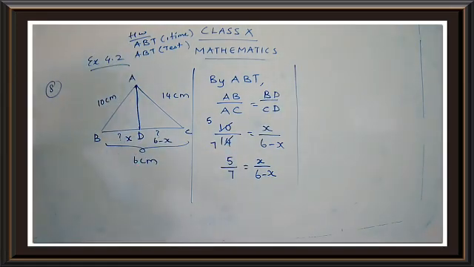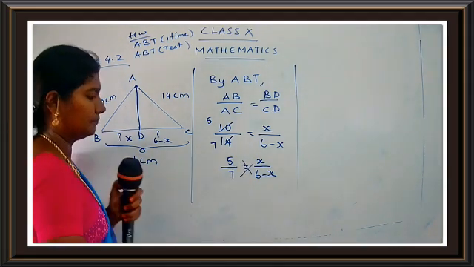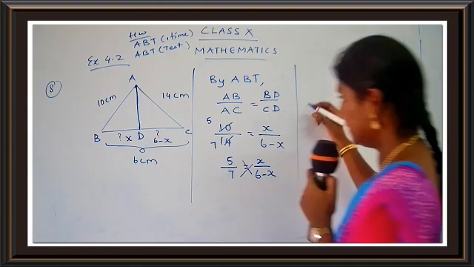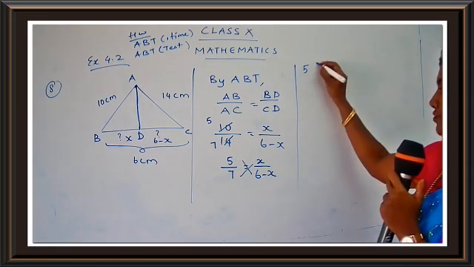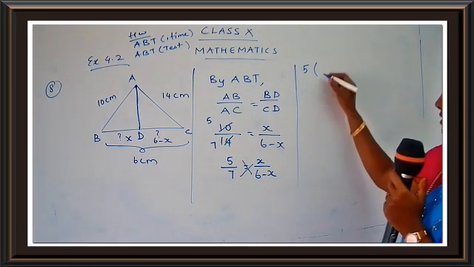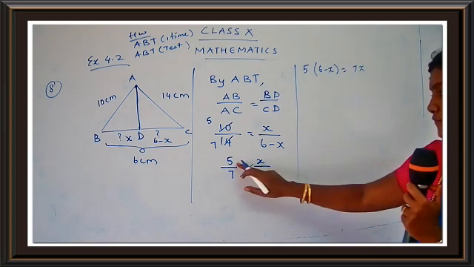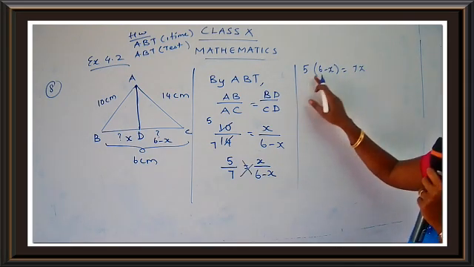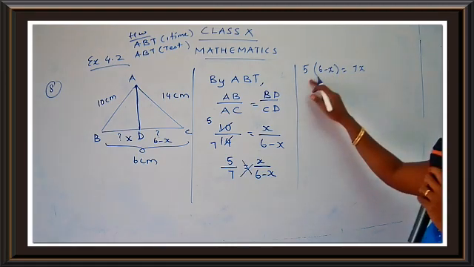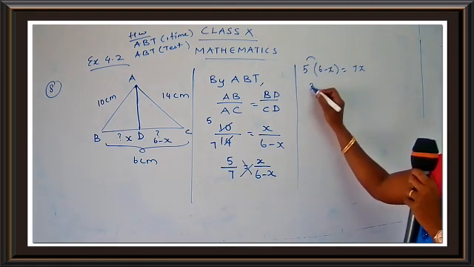So what do you get? 5 upon 7 is equal to X upon 6 minus X. Let's cross multiply. Very simple thing. You have to just cross multiply. So what do you get here? 5 into 6 minus X is equal to 7X. Very simple thing. 5 into, use a bracket here. 5 into 6 minus X is equal to 7X. Open the bracket. 5 into 6, 30.